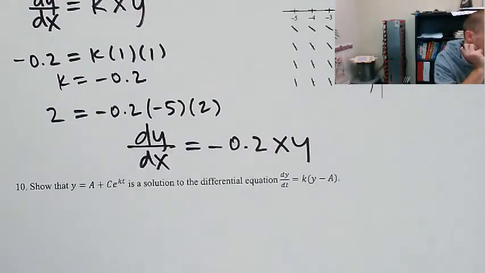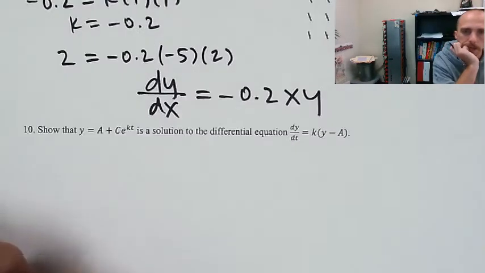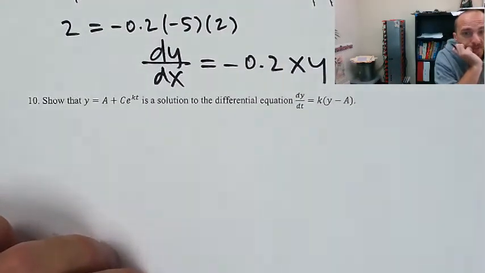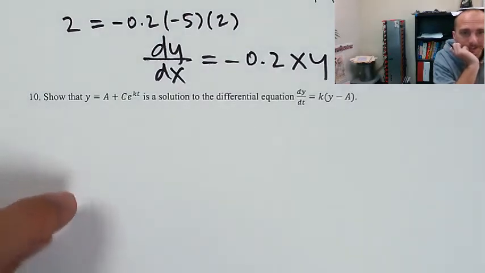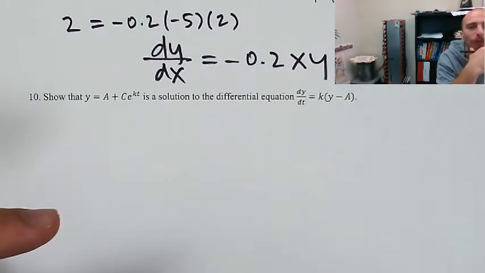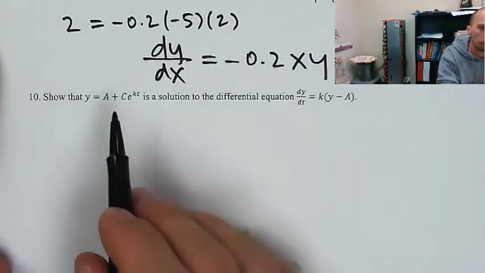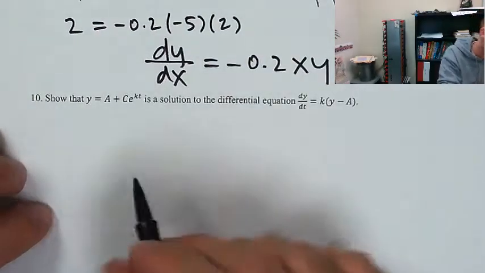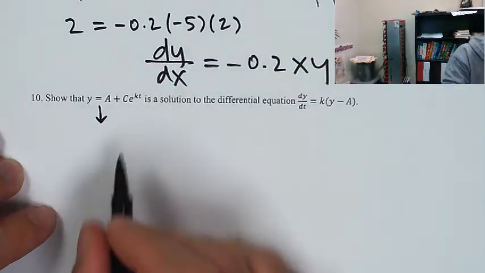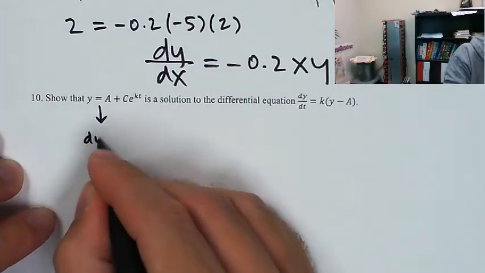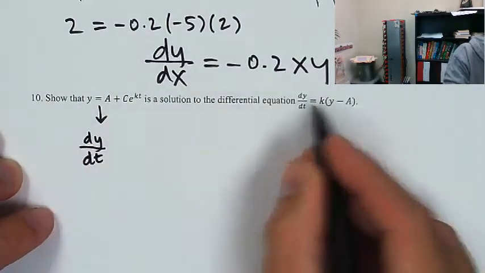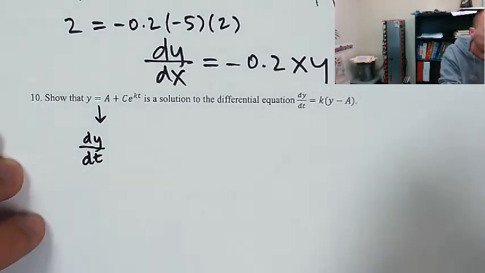Then, show that a plus c e to the kt is a solution to the differential equation dy/dt equals k times (y minus a). Okay. Not really sure what this has to do with slope fields, but I think it has to do with what we're going to be doing over the next couple of classes. So showing that something is a solution to a differential equation, I'm going to take the derivative with respect to t here, and hopefully get something equivalent to that back, right?